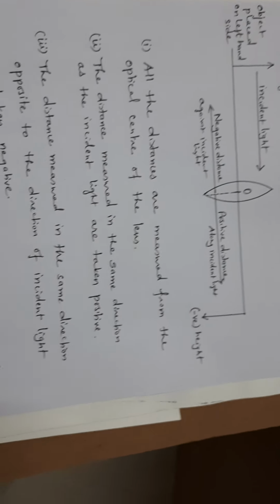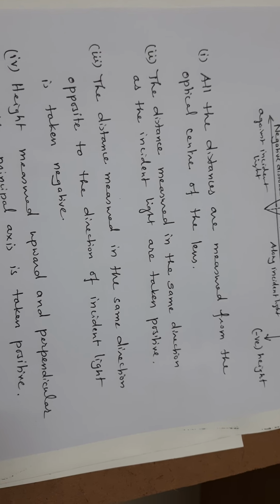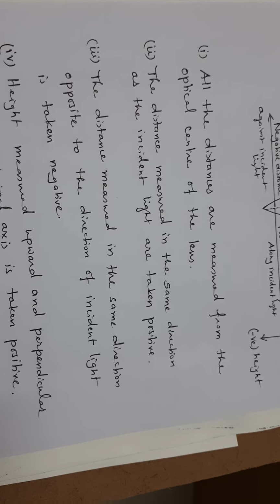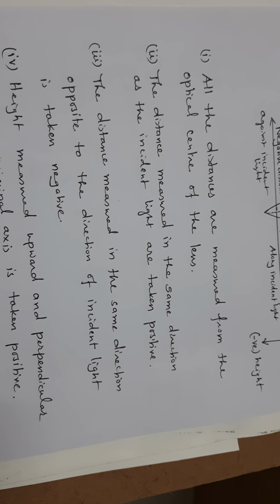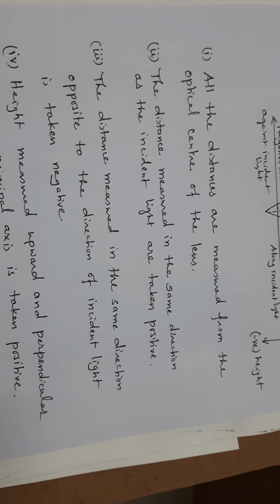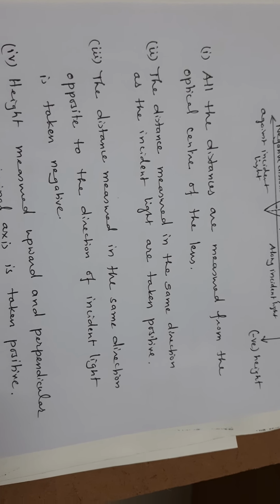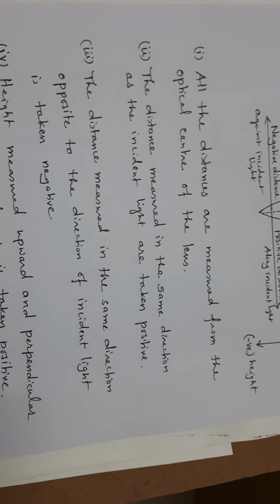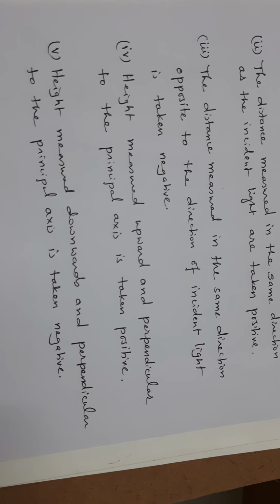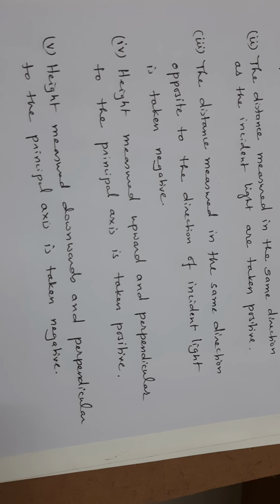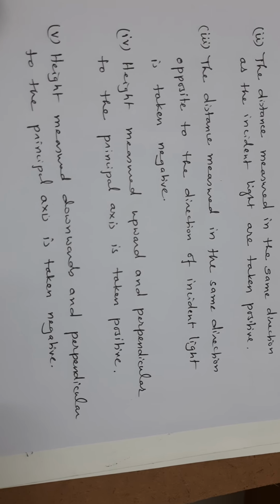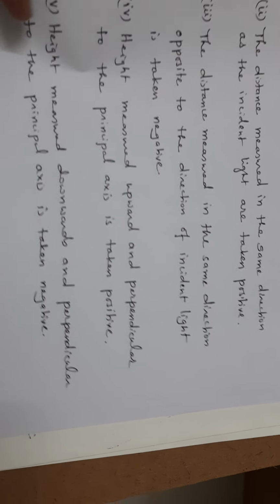So 6 points have been mentioned. Do remember those 6 points. All the distances are measured from optical center of the lens. The distances measured in the same direction as the incident ray are taken as positive. The distances measured in the direction opposite to the direction of incident light are taken as negative. The height measured upward and perpendicular to the principal axis is taken positive. And last, height measured downward and perpendicular to the principal axis is taken as negative.